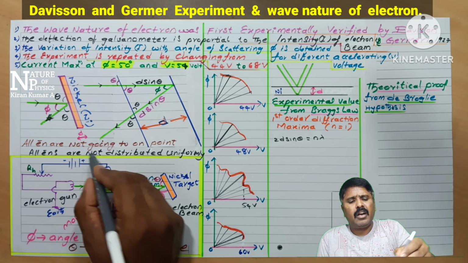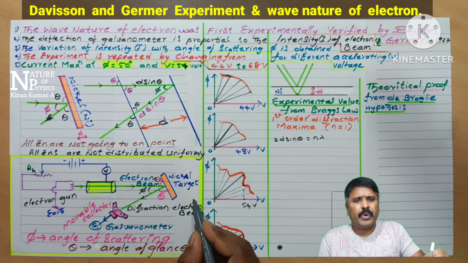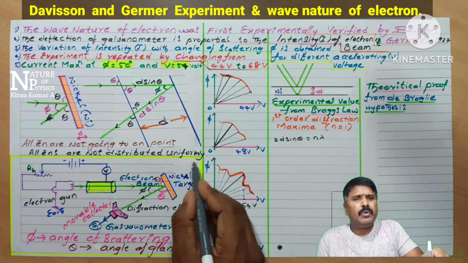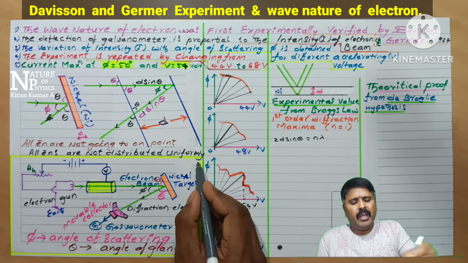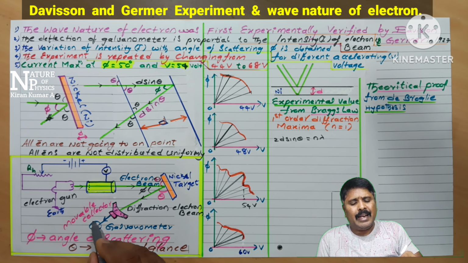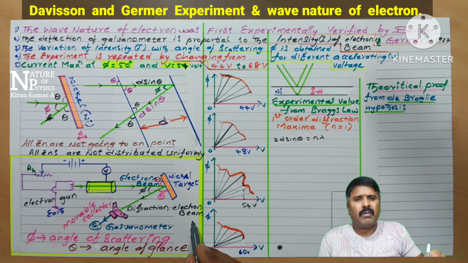All the electrons are not going to one point, student, and all electrons are not distributed uniformly, student. That's why the movable collector is connected. That's why it collects the diffracted electrons.